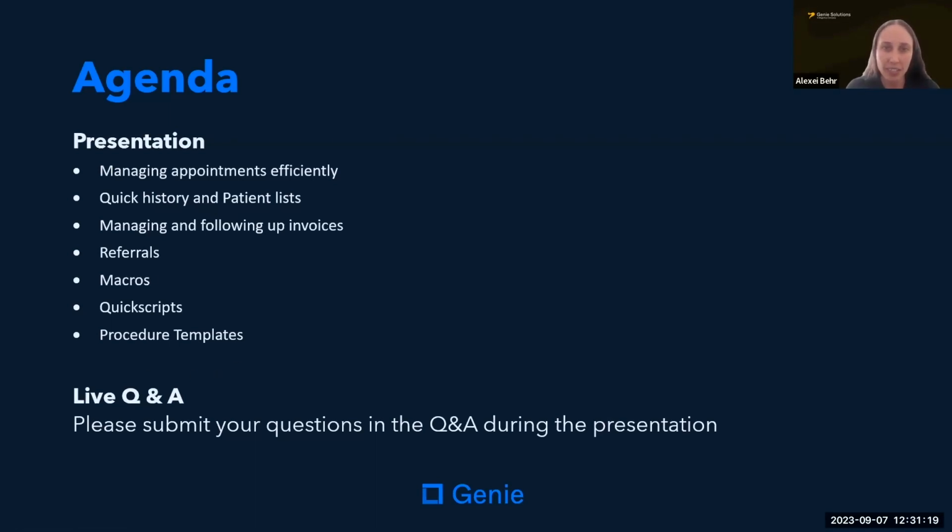Today, we're going to take a look into some of the features available in Genie to save you time during your day. We'll take a look into managing appointments efficiently, then what you can use your quick history and patient list for, how to manage and follow up invoices, take a dive into referrals, go through what macros are and where they can be useful, take a look at Quickscripts, and then finally proceed to templates. At the end of the presentation, we'll have some time to answer any other questions you may have about any of the features I've discussed.